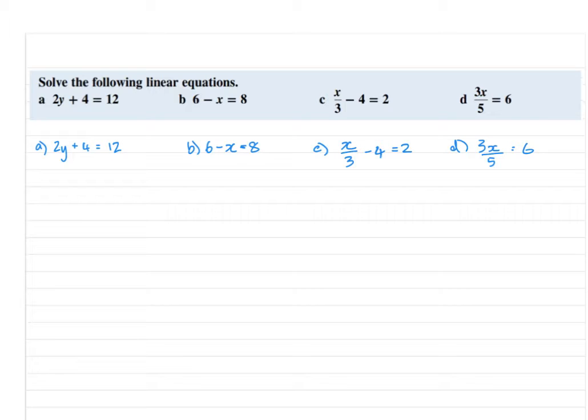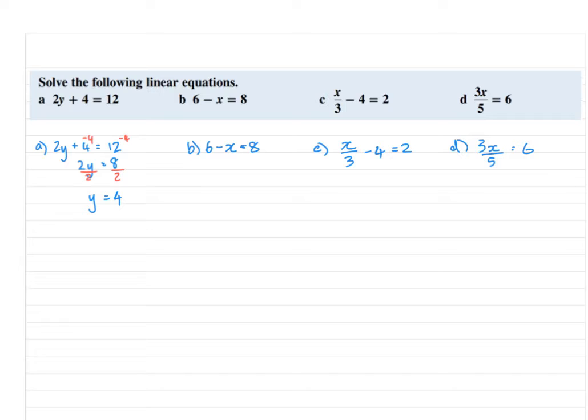A. 2y plus 4 equals 12. The opposite operation of addition is subtraction, so subtract 4 on both sides. That leaves me with 2y is equal to 8. The opposite operation of multiplication is division, so divide both sides by 2. y is then equal to 4.